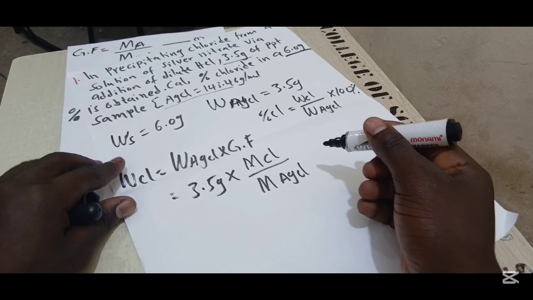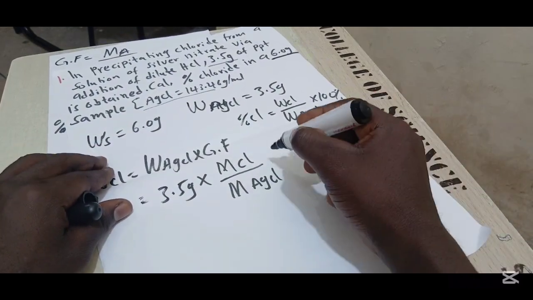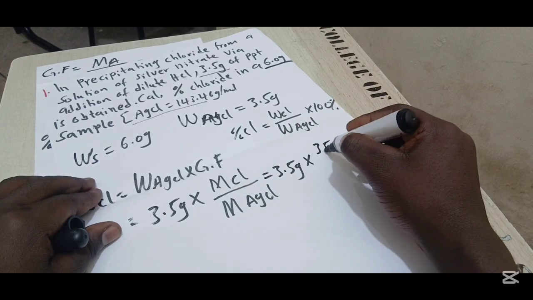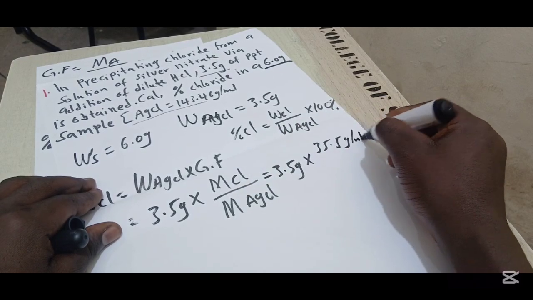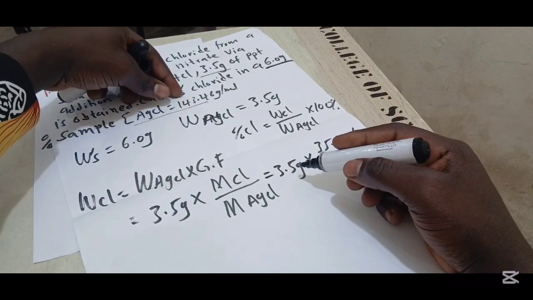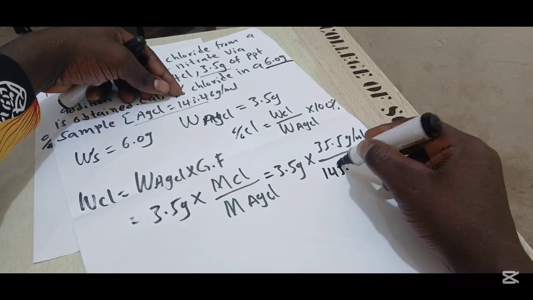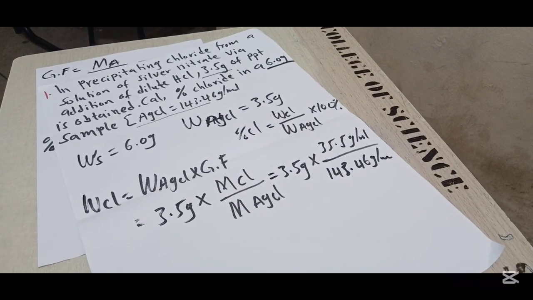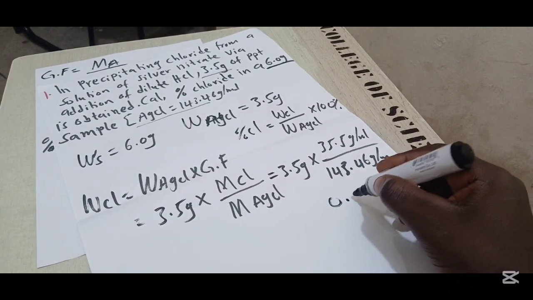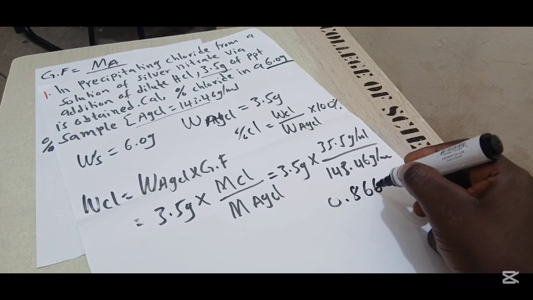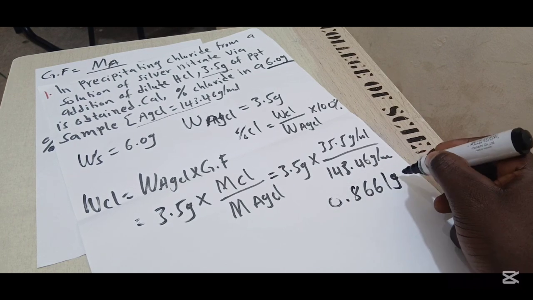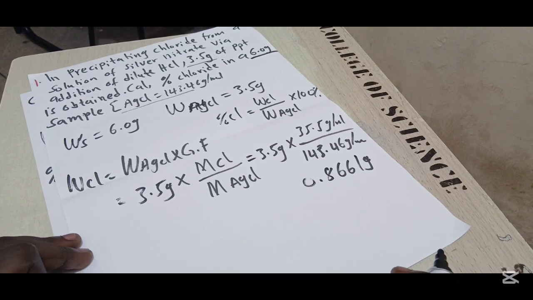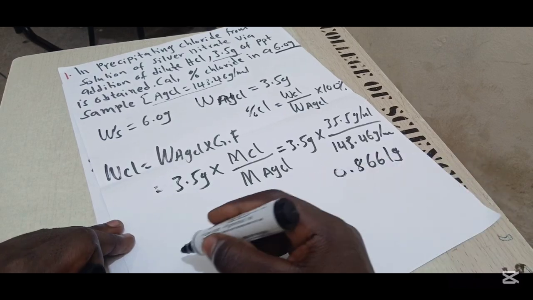So mass of chlorine is going to give us something like 3.5 grams multiplied by the mass of chlorine, 35.5 grams per mole, all over the mass of AgCl given to us here, 143.46 grams per mole. And this is going to give us 0.8661 grams. Now that we have the mass of chlorine, which is our analyte here, we can now calculate the percentage. So let's go ahead and do that.